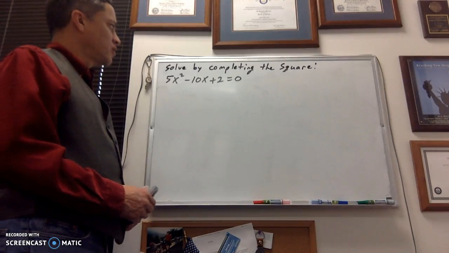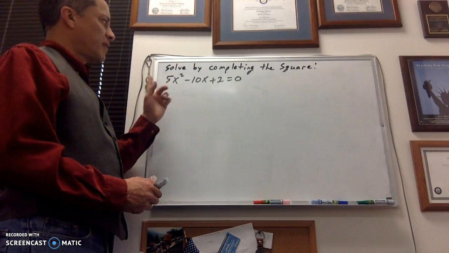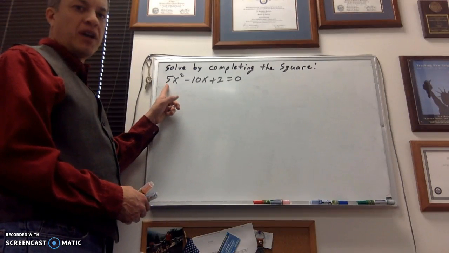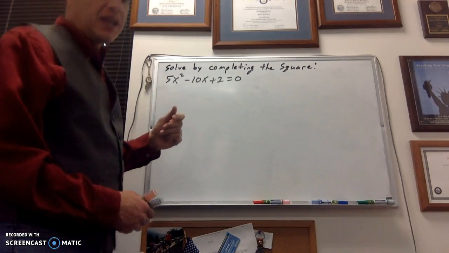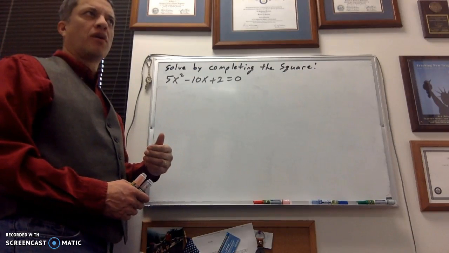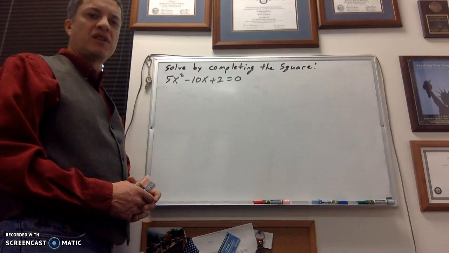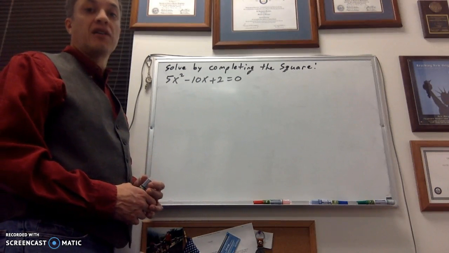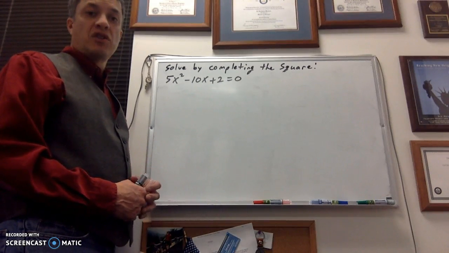Hi everybody. So I'm going to solve this guy by completing the square. It's going to be harder because my leading coefficient is not a 1. Now if you're taking college algebra or something more advanced math-wise, then you're going to need to know this stuff because I think it's going to come back and haunt you a little bit. So this is good information to know.